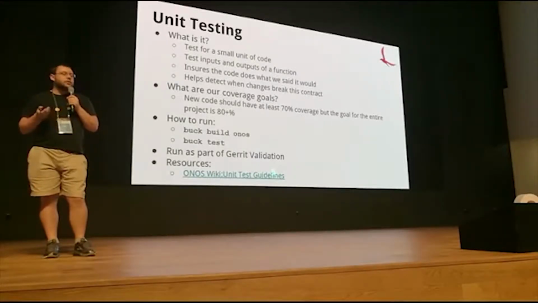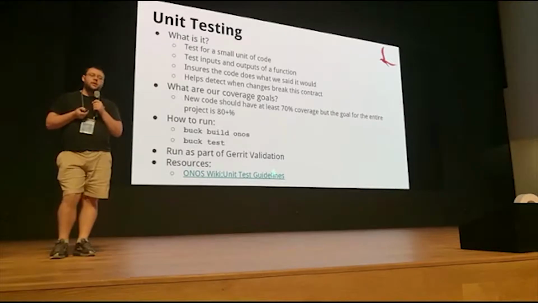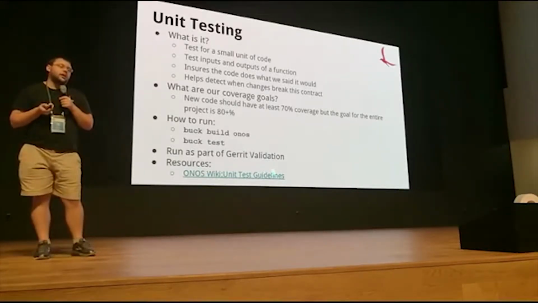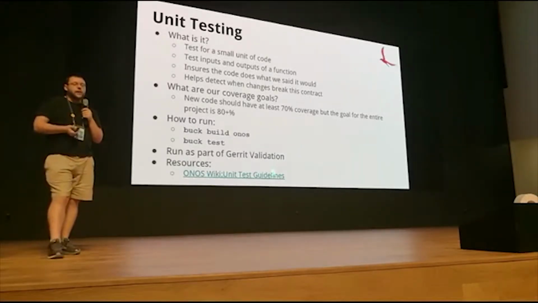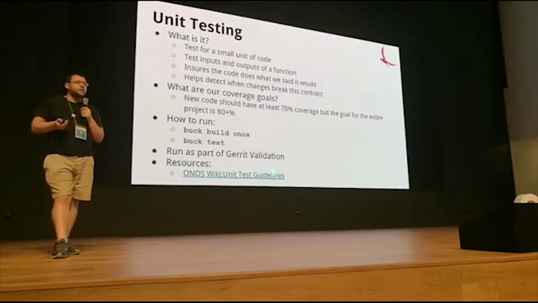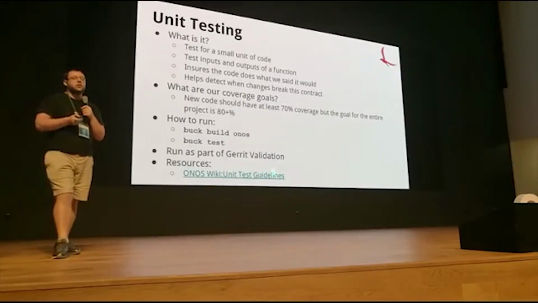So if you want to run a unit test locally, you can first build ONOS with buck build onos, then run the test with buck test. It's always a good idea to run unit tests for the code that you've written before you push to Gerrit. And then as part of the Gerrit validation, this will also run in the cloud for each change set that is submitted. If you want to learn more about how to write unit tests, what guidelines we have, what some of the conventions we use are, there's a great wiki page on the ONOS wiki that you can check out.